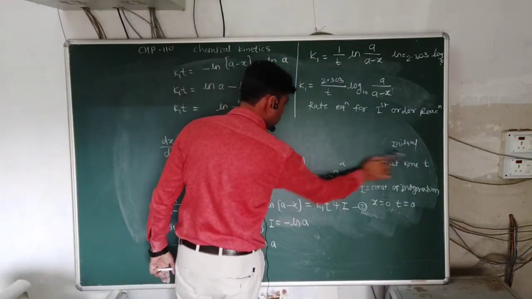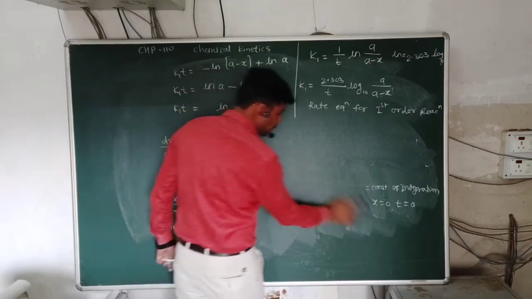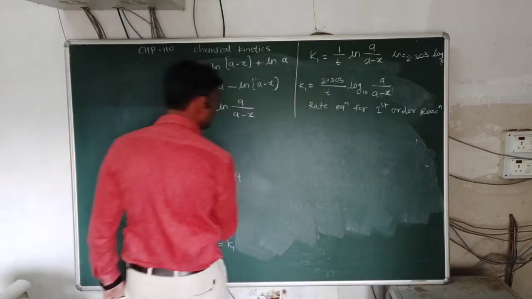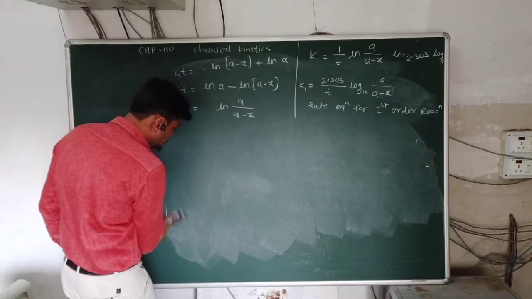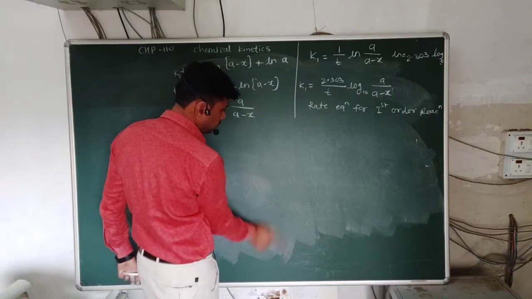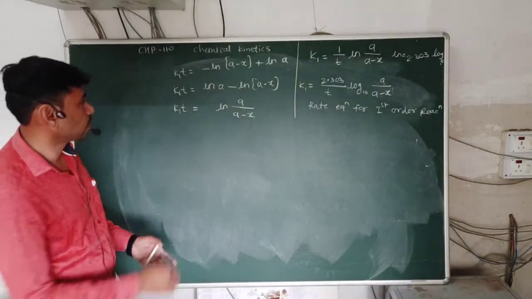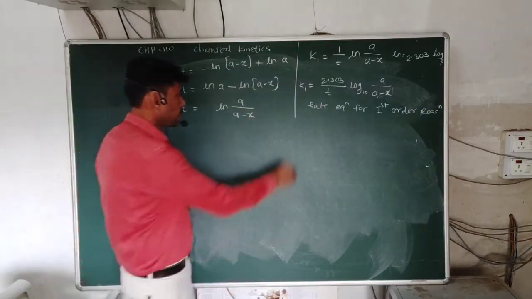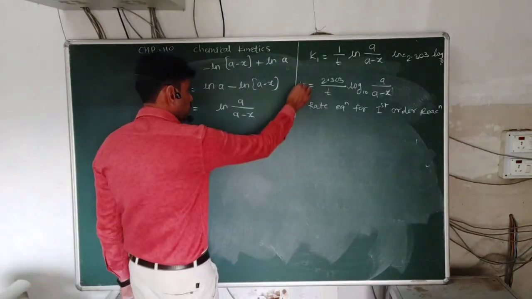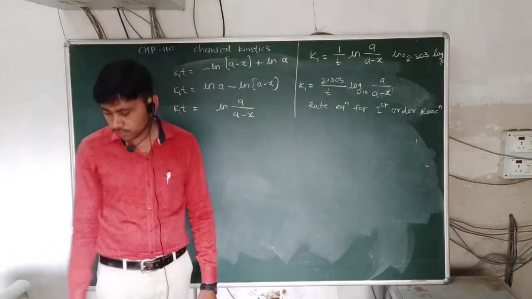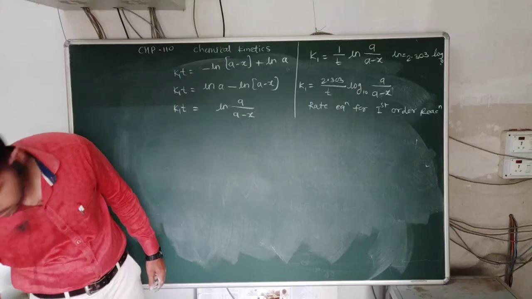We obtain this equation after taking integration, so this is the integral form of the rate equation of a first order reaction. So this is the rate equation. Now we have to see the unit of a first order reaction.